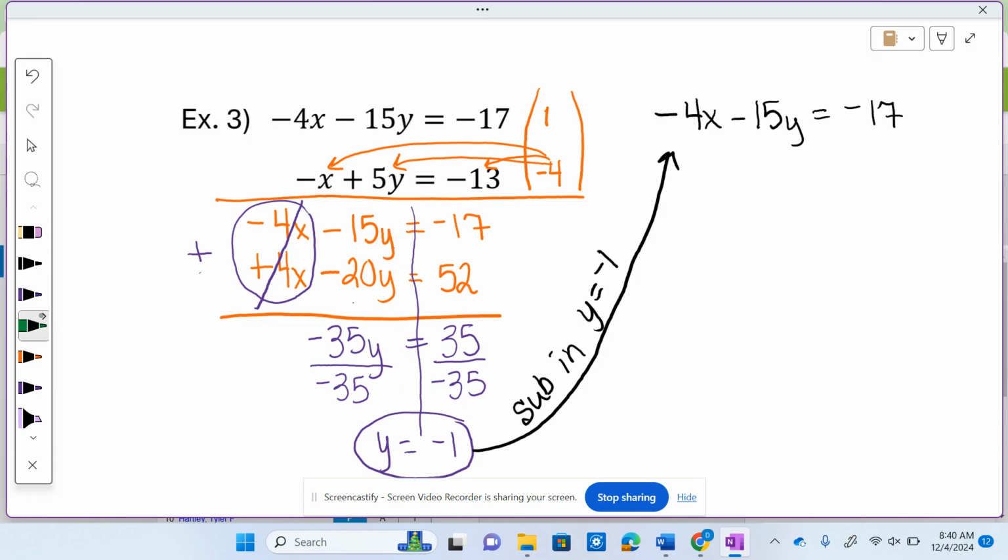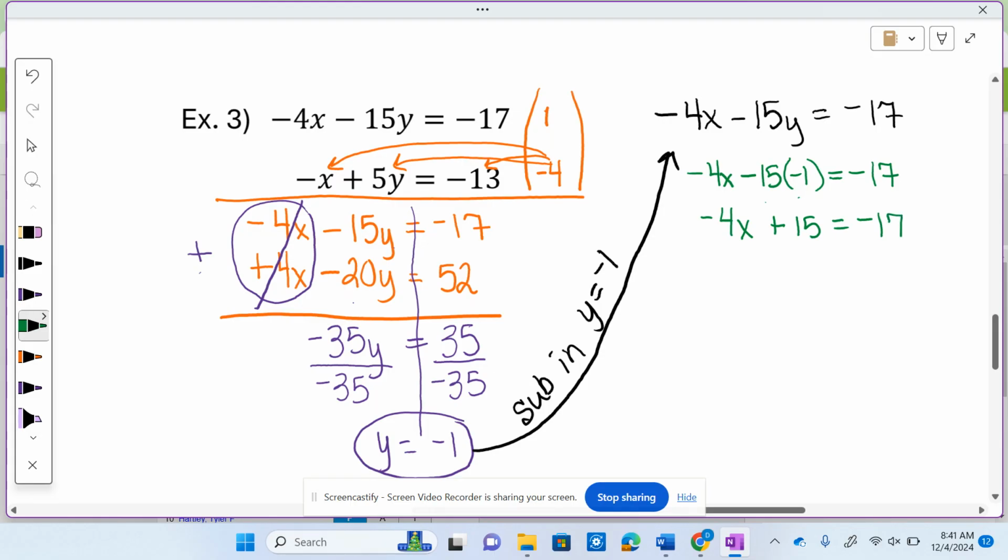Who can tell me exactly what to write? Owen. -4 times, parentheses, -1. Owen, what are we replacing? Are we replacing the x or the y? The y. So that's -4x minus 15 parentheses, -1. Awesome. Equals -17. Perfect. Excellent job. So what is -15 times -1? It's a +15, right? So I have -4x plus 15 equals -17. Avery, what do you want to do next? If you're trying to get x alone, what would you do next?